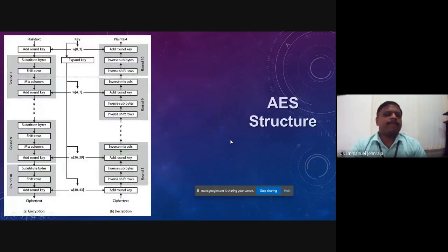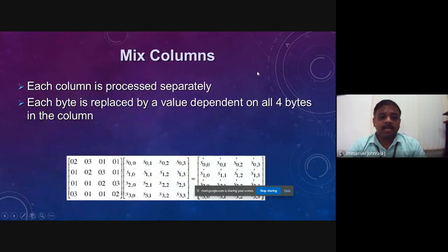Simple, yes. What's the third one? It's going to be mixed columns. Now, the data in every column is mixed. How is it done? Each column is processed separately. Each byte is replaced by a value dependent on all 4 bytes. So mixed columns is a combination of substitution and transposition.